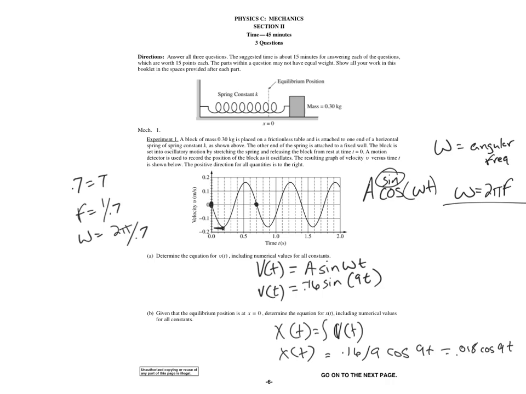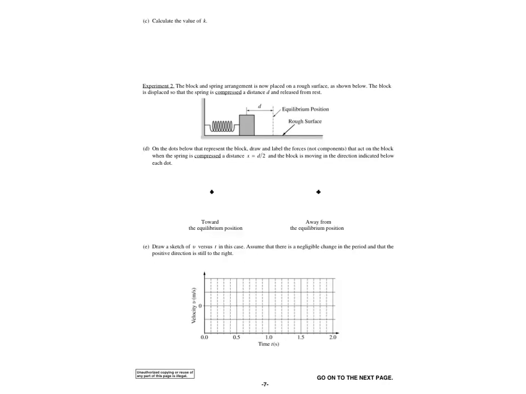All right, so that takes care of A, and let's go to C. C is calculate the value for K. All right, so this one's a little bit tough because you got to remember some things. But one thing you can do is remember that omega is equal to the square root of K over M, or you can remember that the period is equal to 2 pi square root of M over K. The period's the one I remembered.